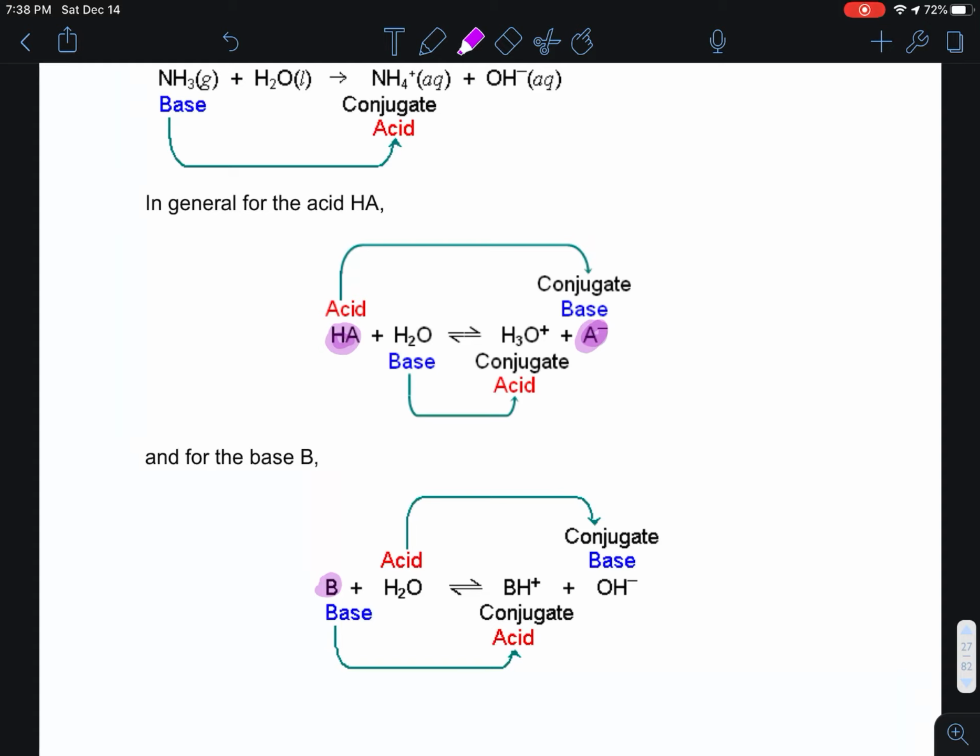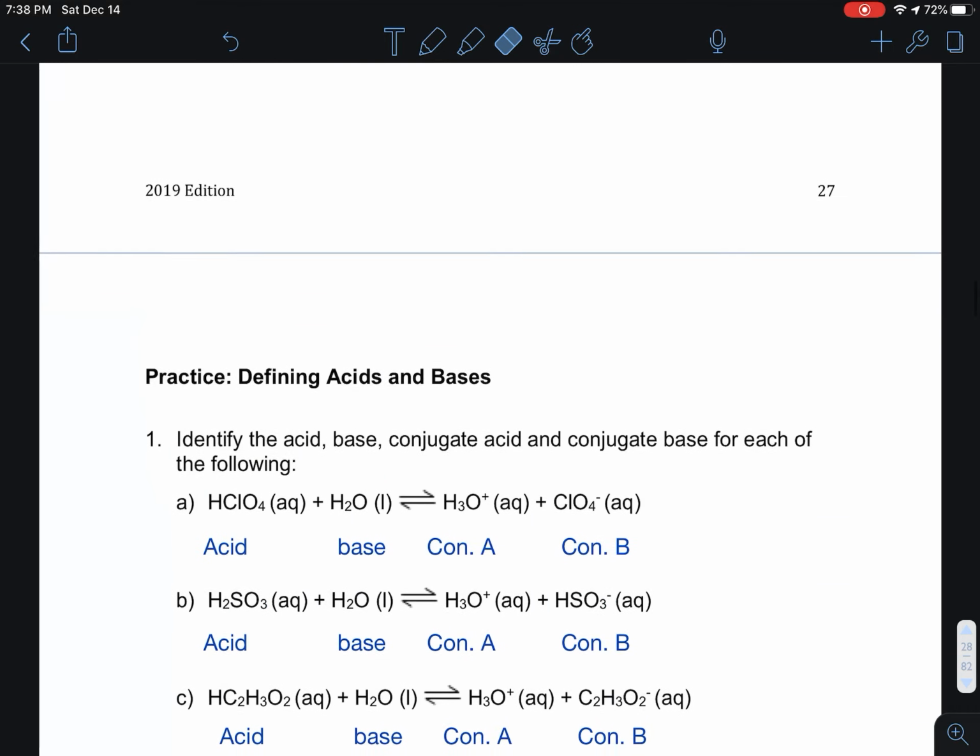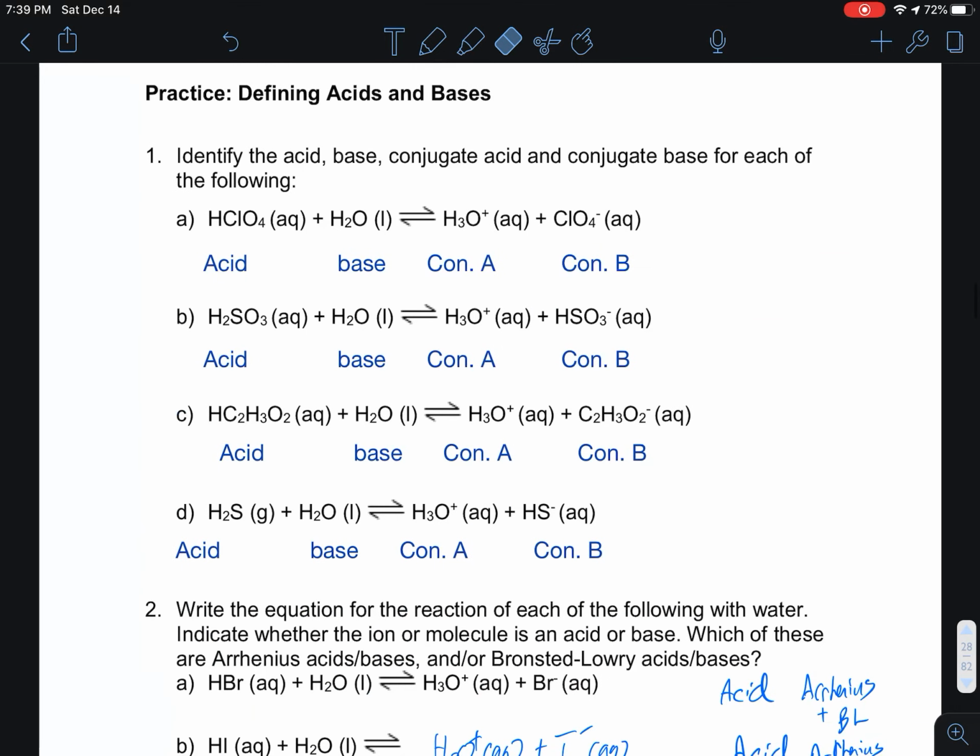This A minus can very easily take on a proton, and also this water that's acting as a base here can just as easily lose this proton once it becomes hydronium. Same thing with the base. So here we go. We can see that I've labeled these out, defining the acids and bases.